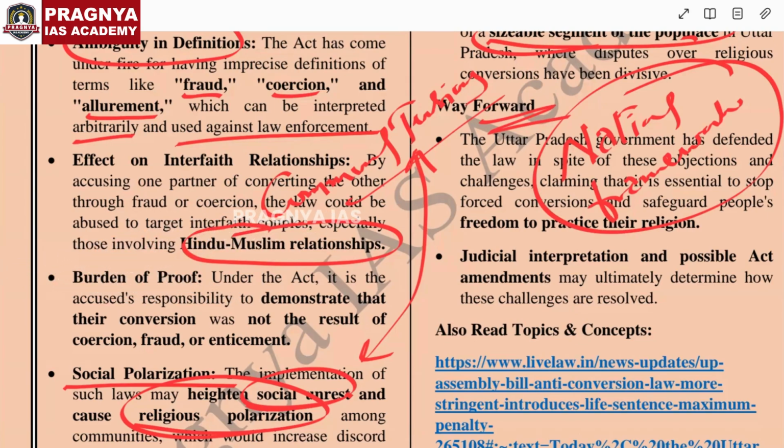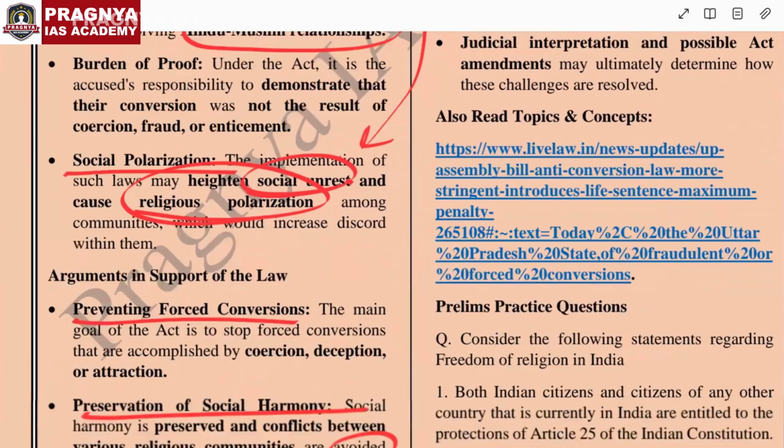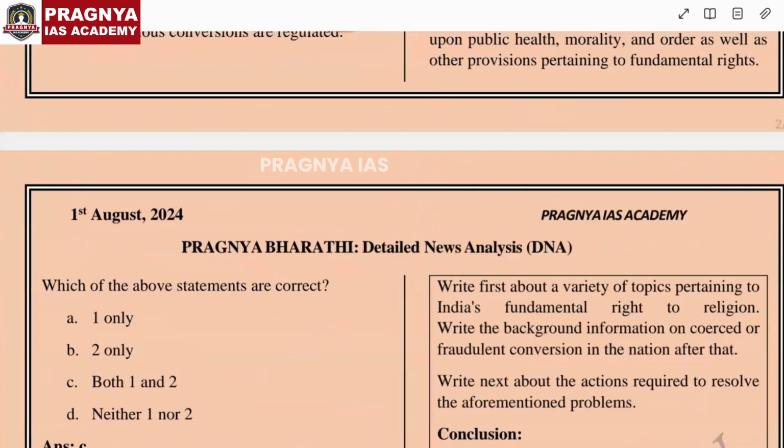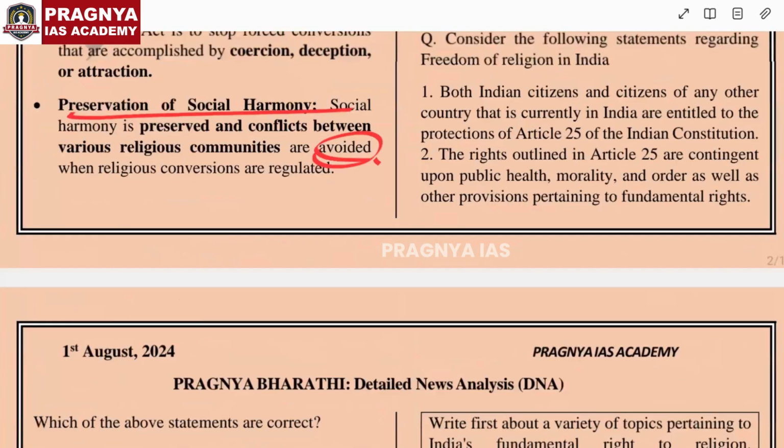Encourage interfaith dialogue programs, educational initiatives and cultural fests to foster understanding and respect between religious groups, which is the call of the hour. So these are the complete points related to this current affair, and based on this, try to answer this question.